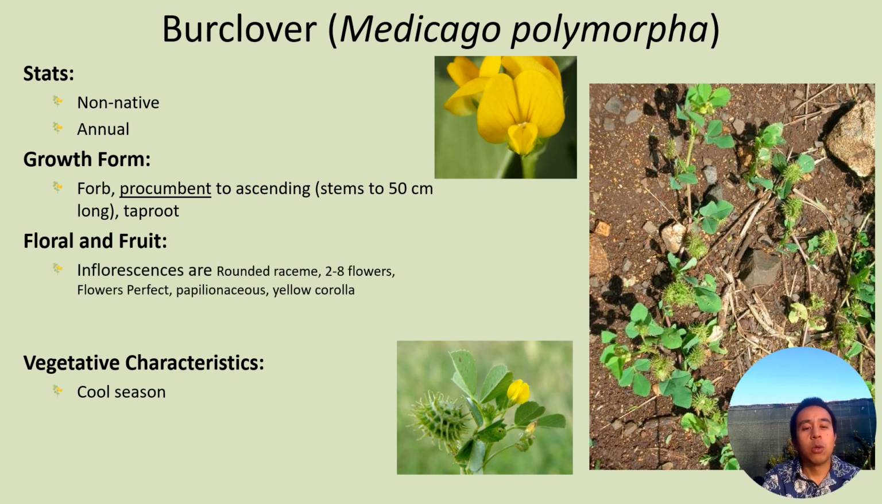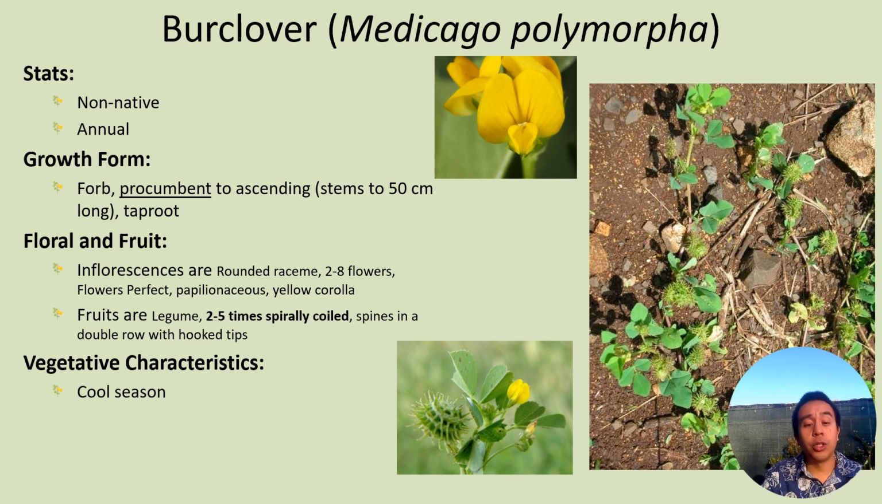The inflorescences are often rounded racemes with 2 to 8 flowers, and the flowers are also perfect and papilionaceous, and it has a yellow corolla. The fruits are also legumes, but they may not look like them because they're shaped like these little burrs that you've probably seen before in your socks, because these are really common weeds. Oftentimes the legume fruits for bird clovers are 2 to 5 times spiraled and coiled, with spines off of those coils that give it the appearance of a double row of hooks and points or spines that come out of that burr.